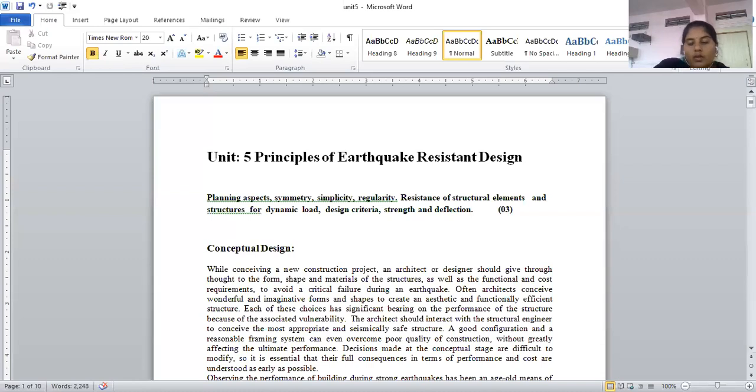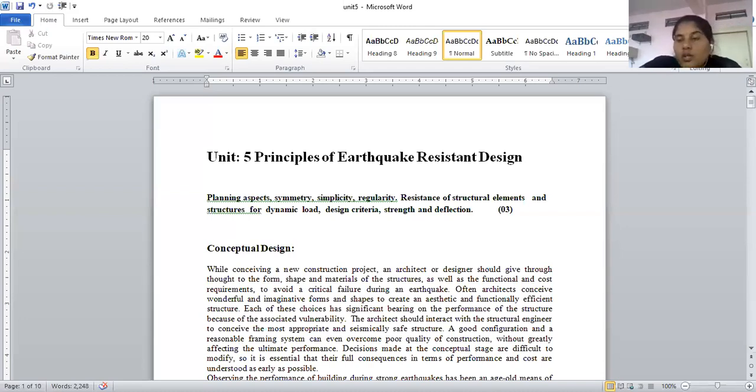Okay, now we'll move towards the next point, the central idea of the chapter. In this chapter, we'll study the different planning aspects such as symmetry, simplicity, and regularity to avoid structural failure. We will also focus on the issues to improve the resistance of structural elements.